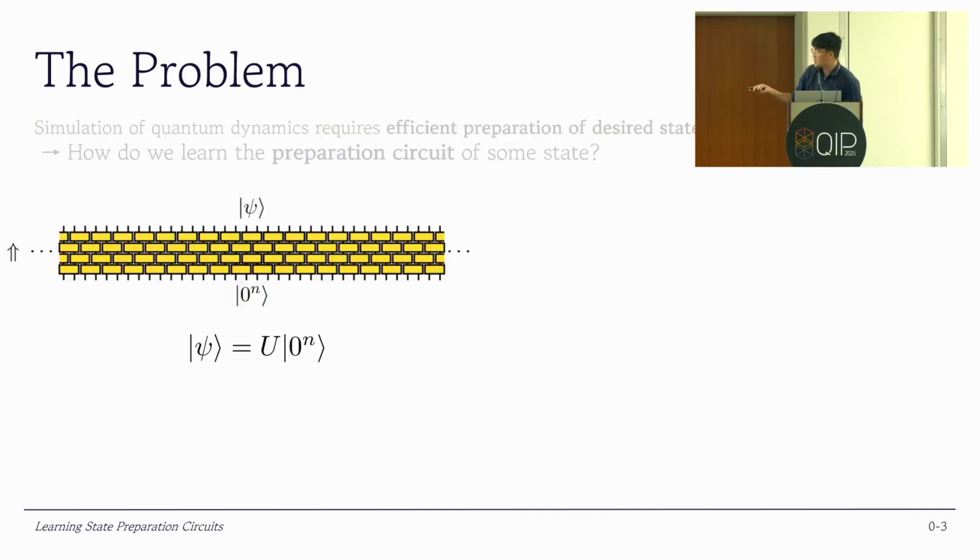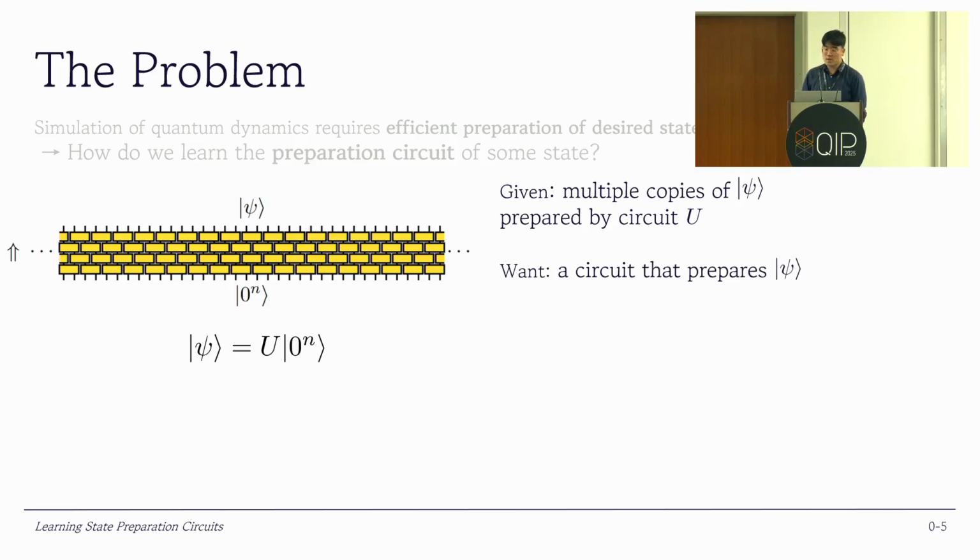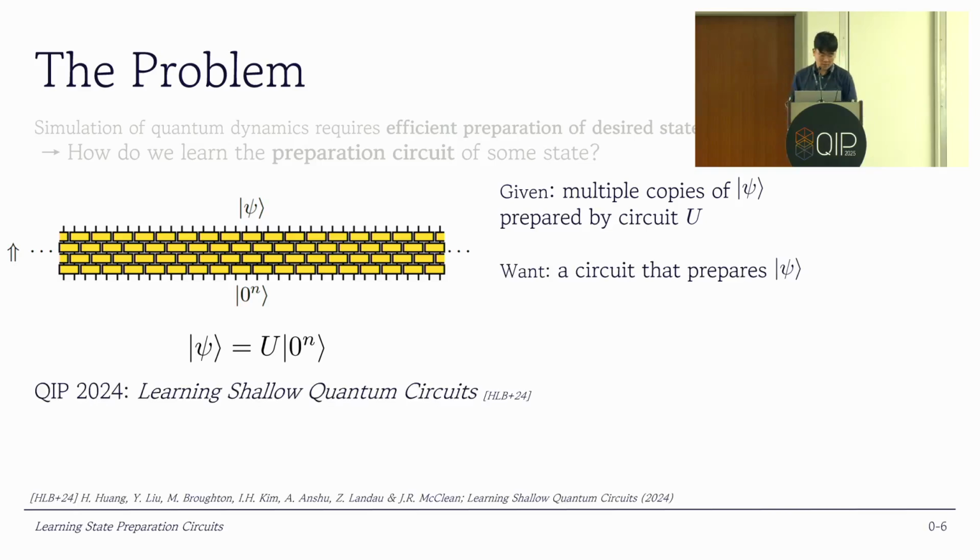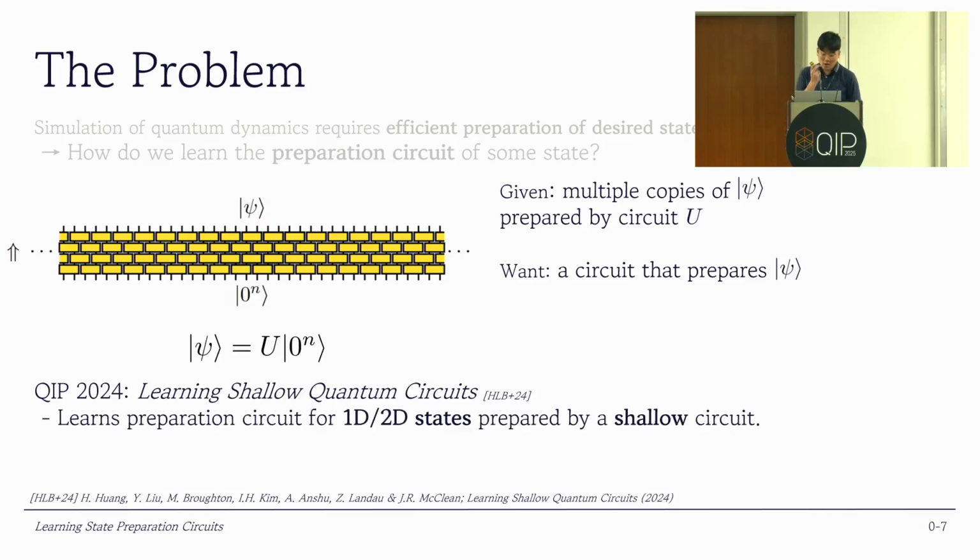Schematically, one can think of some circuit you can implement to prepare the desired state psi. Given multiple copies of the desired state psi, prepared by some unknown circuit U, we want a circuit that prepares psi. That is the question. This question was somewhat addressed in a previous QIP talk just last year, in 2024, which presented how to learn a preparation circuit for 1D states, and two-dimensional states in spatial dimensions, prepared by a shallow circuit, that is, a circuit with constant depth specifically.